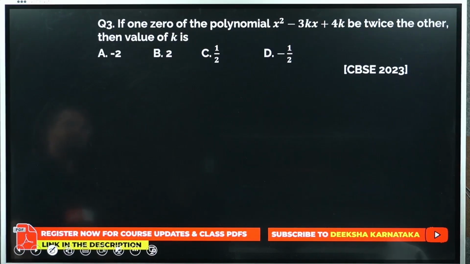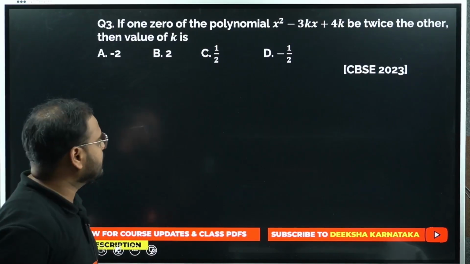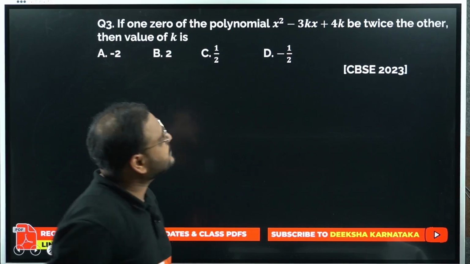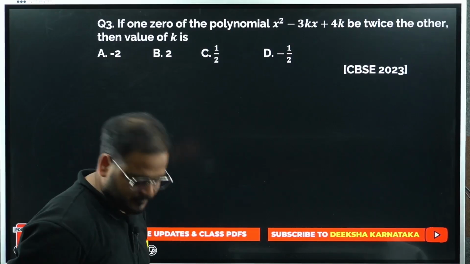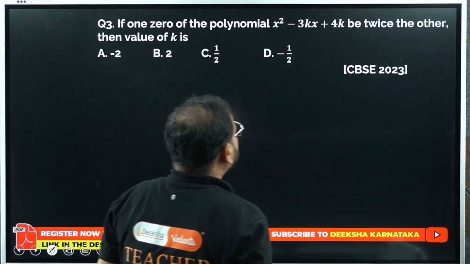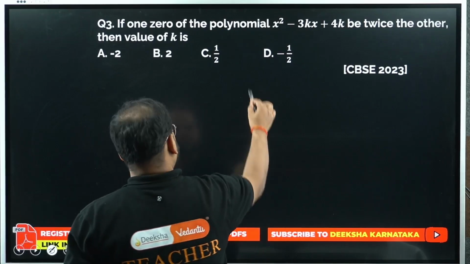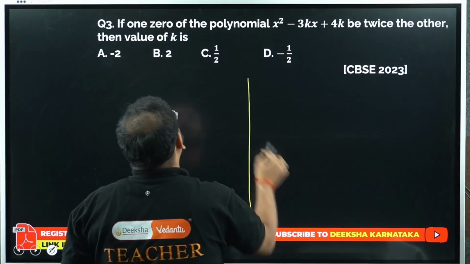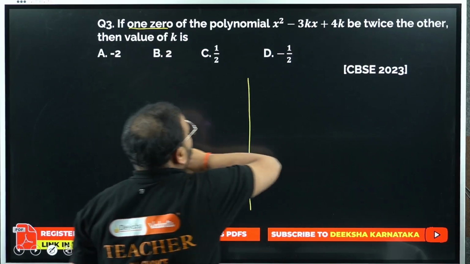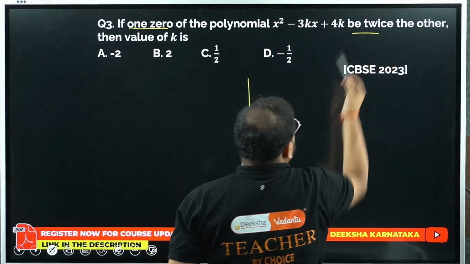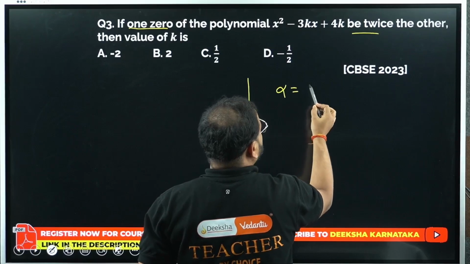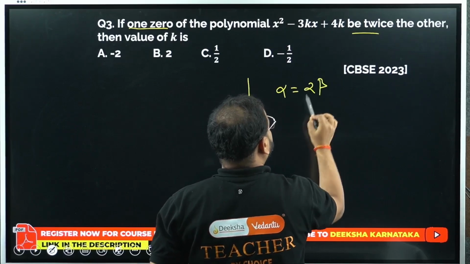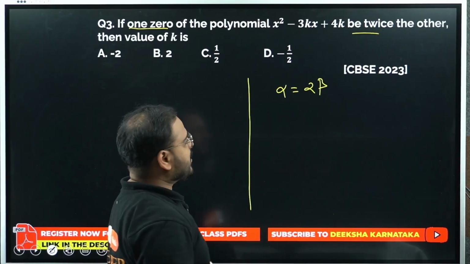Moving on to question number 3. If one zero of the polynomial x square minus 3kx plus 4k is twice the other, then what is the value of k? Let's do it. They've given that one zero, if it is alpha, is twice the other. So alpha is 2 times beta. One of the zeros is alpha, which is twice the other.